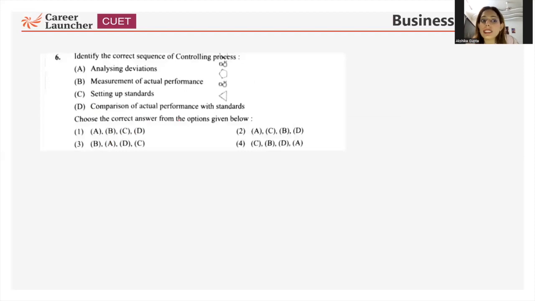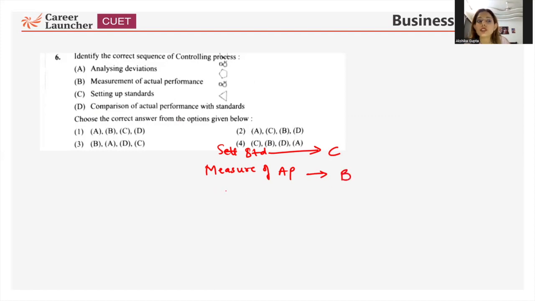Then, you have to identify the correct sequence of controlling. So it's very easy again. First, it is measurement of your actual performance. But before that, you have to set certain standards, against which you are going to measure your actual performance. So setting of standards, that is option C. Measurement of actual performance, that is B. Then you have the next one, that is comparison of actual performance with the standards. And why are you doing so? To take out the deviation. So it will be C, B, D, and A. That is option 4, which is correct in this case.